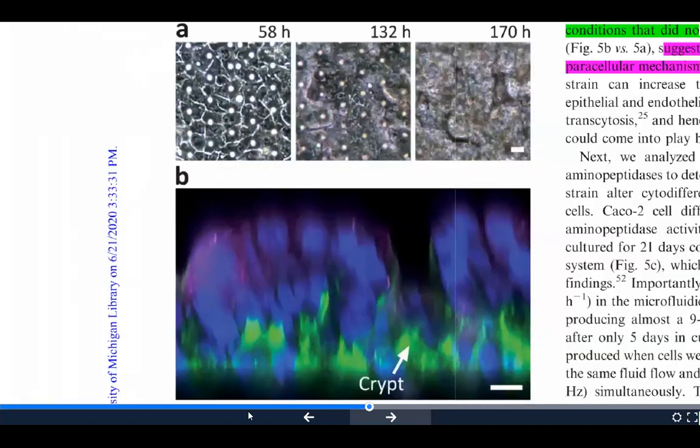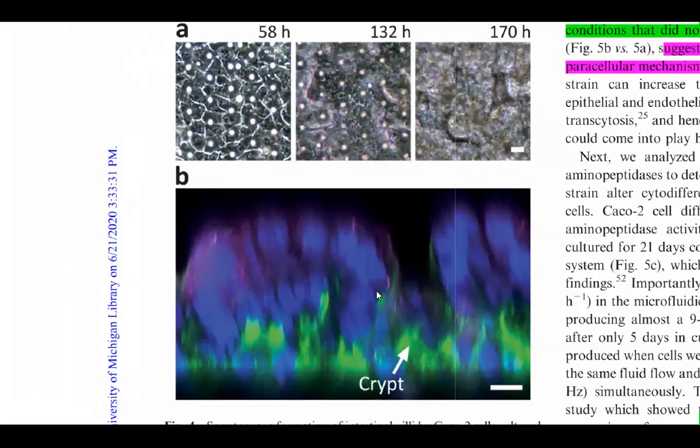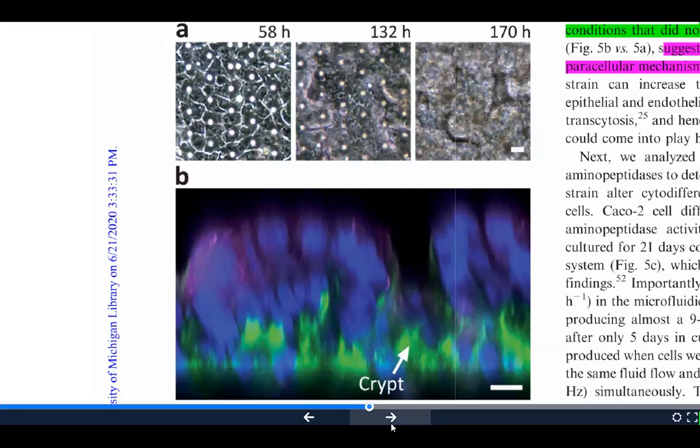And then this figure shows exactly the villi and crypt architecture that we expect to see in vivo, and you can see that this in vitro microfluidic device recapitulates, simulates, and remodels this architecture in the in vitro setting.